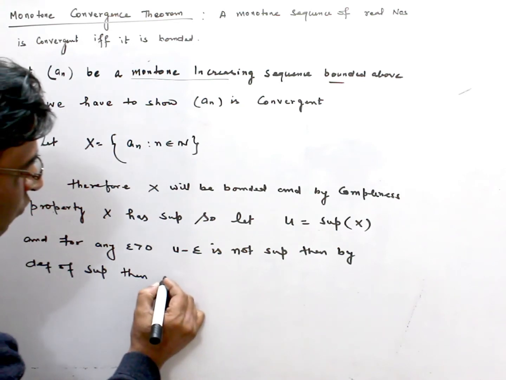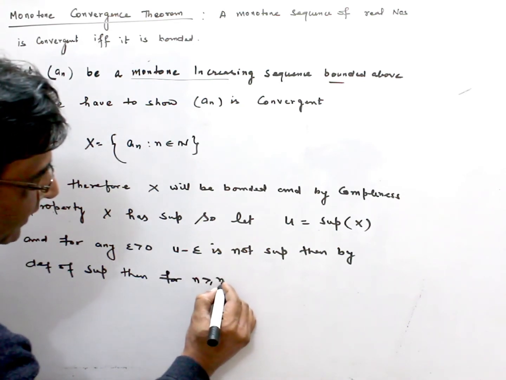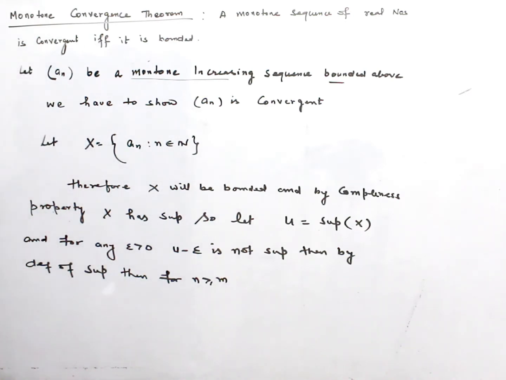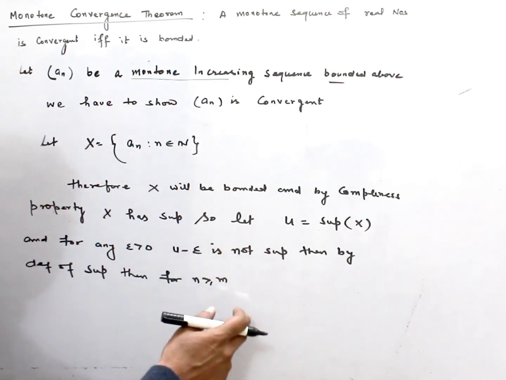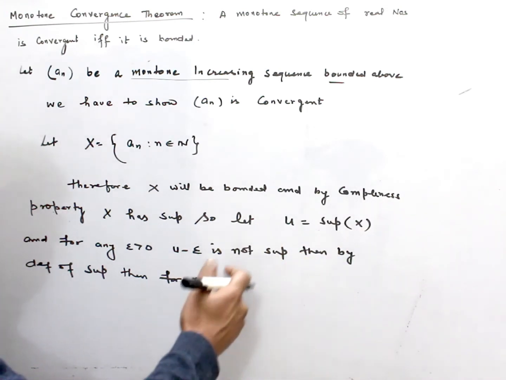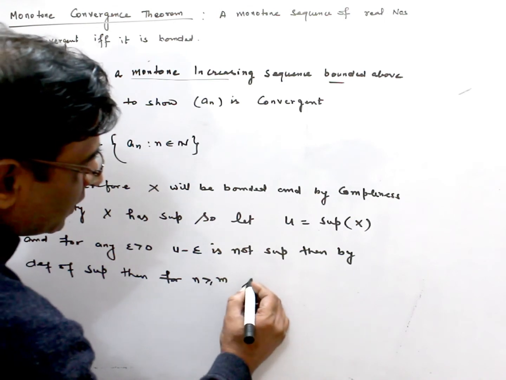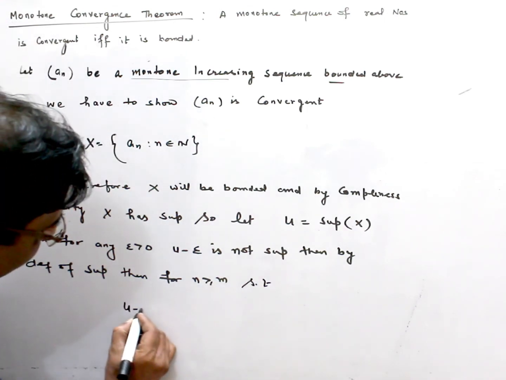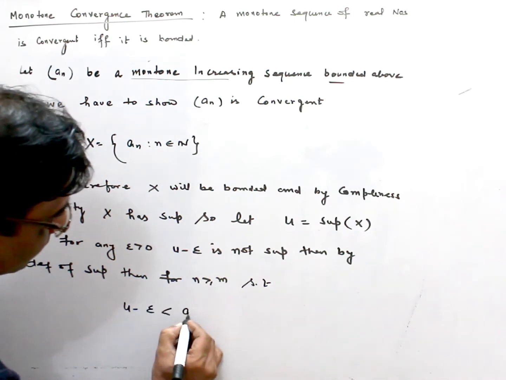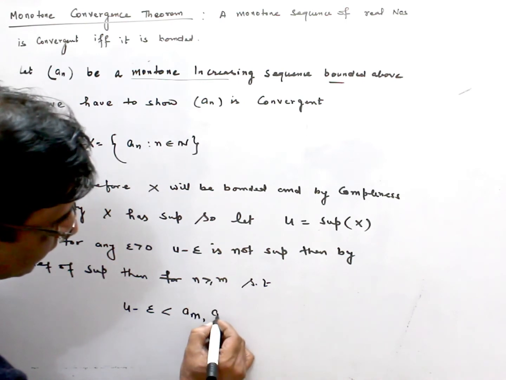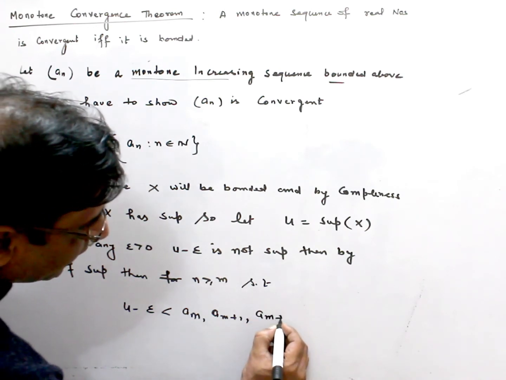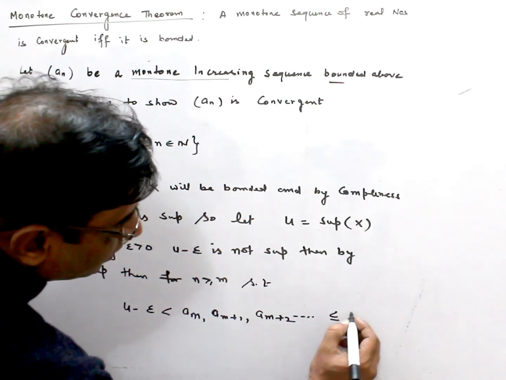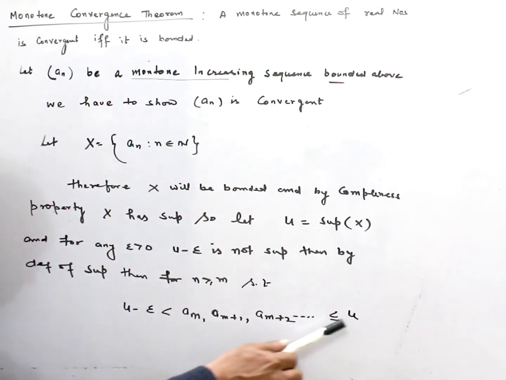Then for some n greater than m, or you simply can say some element after m, or you also can say that you will find some m onward such that U minus epsilon less than a_m plus 1, a_m plus 2, and so on, lie between U minus epsilon and U.